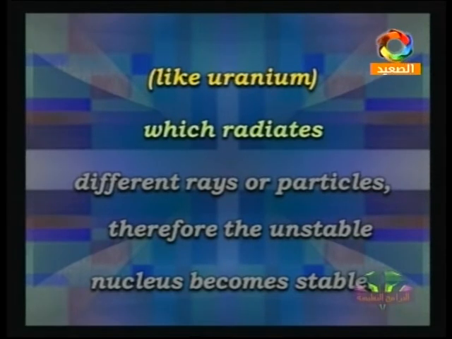Uranium is one of the elements found in nature, in the earth's crust, which produces different rays or particles. Therefore the unstable nucleus becomes stable. It loses its energy and its mass to make itself more stable.